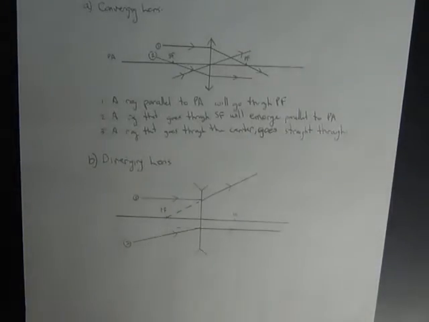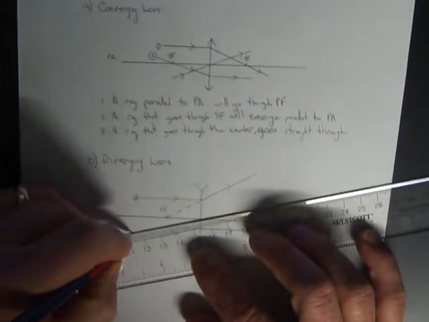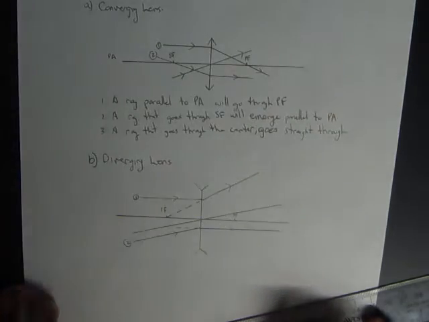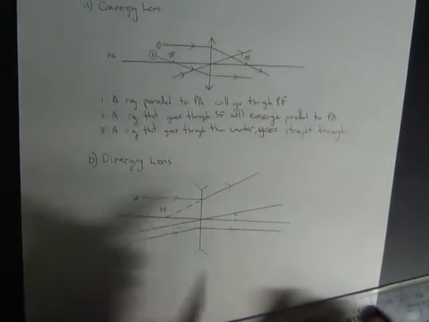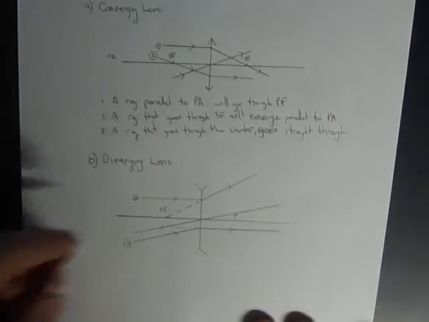Number 3 I do like, it's great. It's the same as the other one. A ray that goes through the center, what does it do? Keeps on going. That is the worst ray going through the center. Do you see that? That is not even close to the center. I apologize for my sloppy rays.